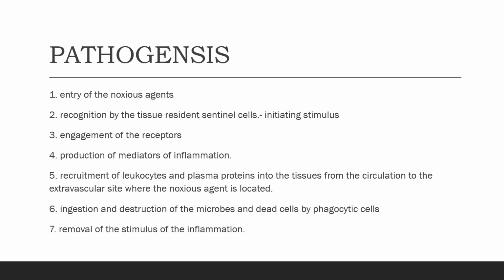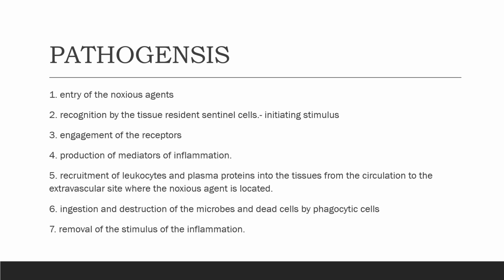So how does this inflammation process occur? What happens is that there is an entry of noxious or unwanted agents inside the body. The tissue has resident sentinel cells, like macrophages, dendritic cells, and mast cells, that recognize this noxious agent and initiate the stimulus. Once the stimulus is initiated, the receptors start engaging and start producing mediators of the inflammation. Once the mediators are released, they start recruiting the leukocytes and plasma proteins into the tissues from the circulation to the extravascular site where this noxious agent is located.